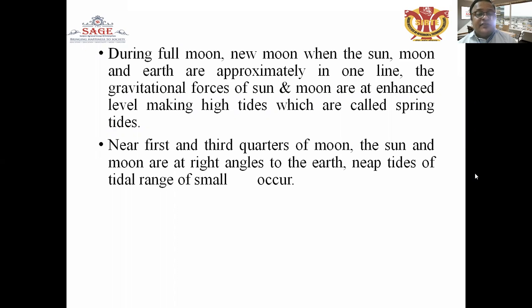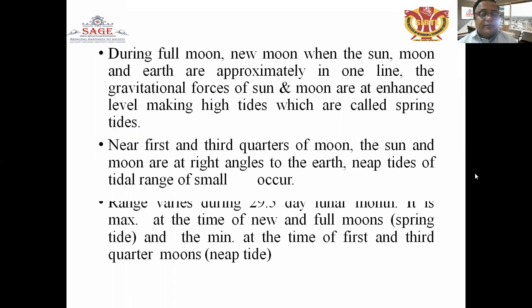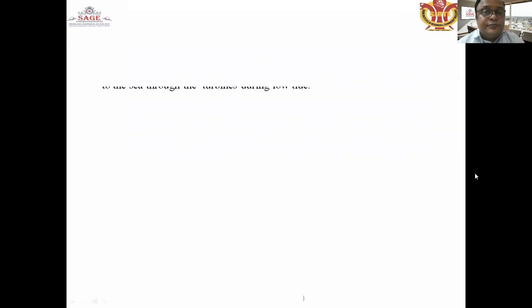Near the first and third quarter of the moon, the sun and the moon are at a right angle to the earth, and neap tides of small tidal range occur. The range varies during the 29.5 day lunar month. It is at a maximum at the time of new and full moons.